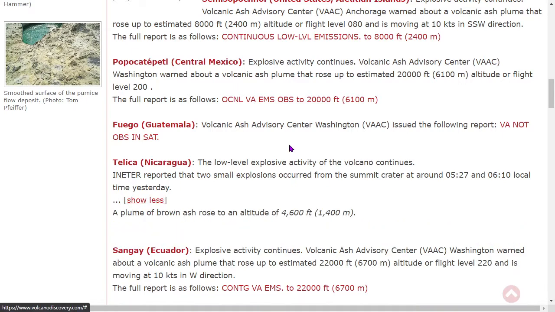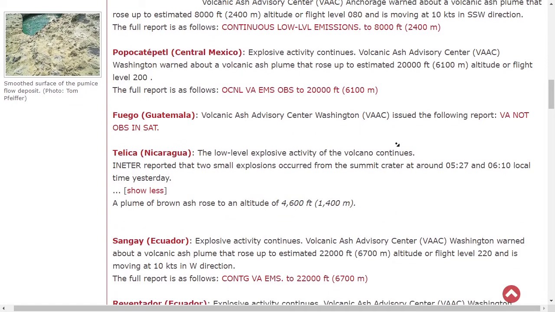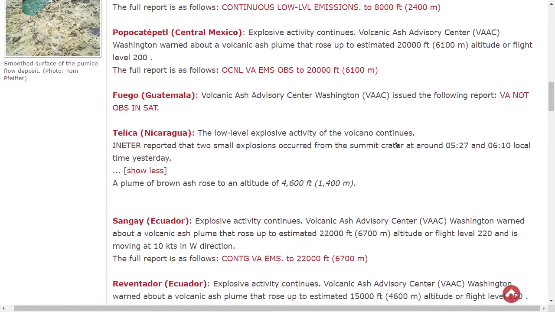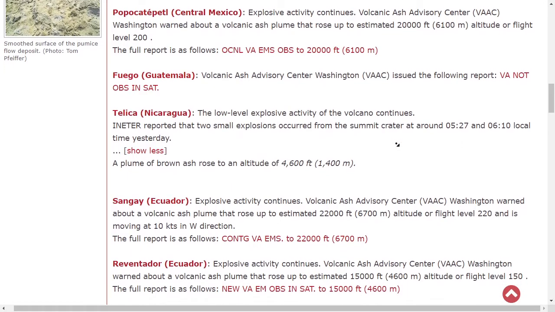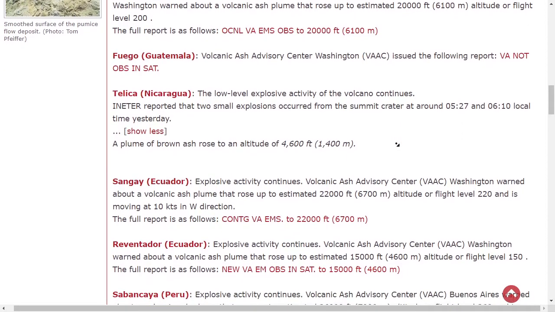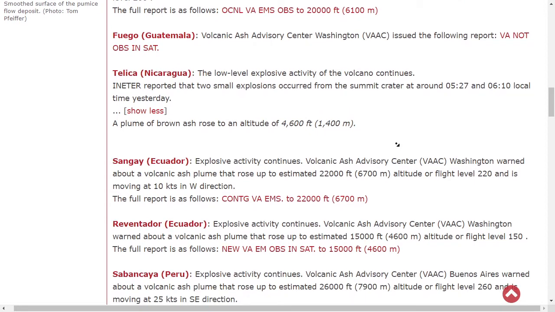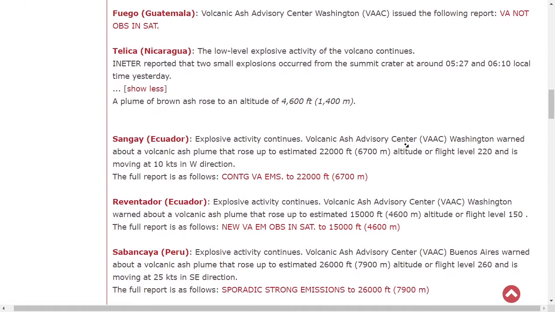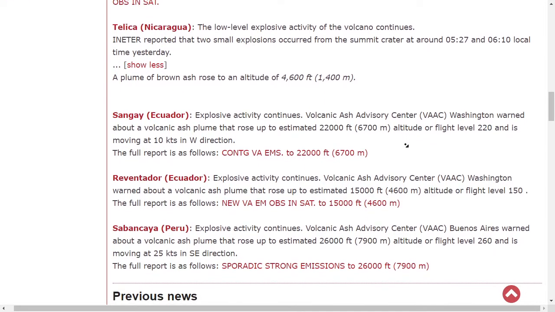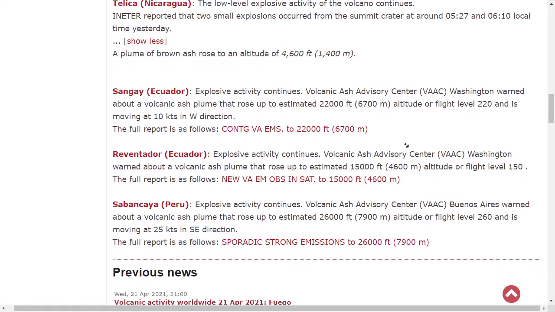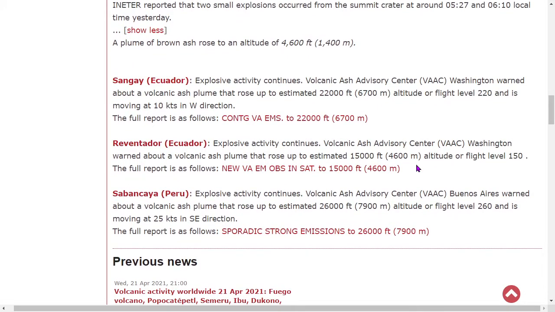Telica in Nicaragua, now back on the list. Low-level explosive activity has produced a 4,600-foot plume of brown ash. Ouch. Sangay exploding. Flight level 220. It's producing a 22,000-foot ash plume in Ecuador. Also Reventador in that same country, 15,000-foot ash plume as it explodes.